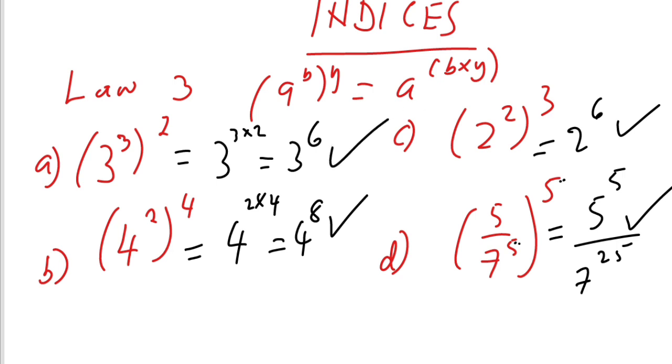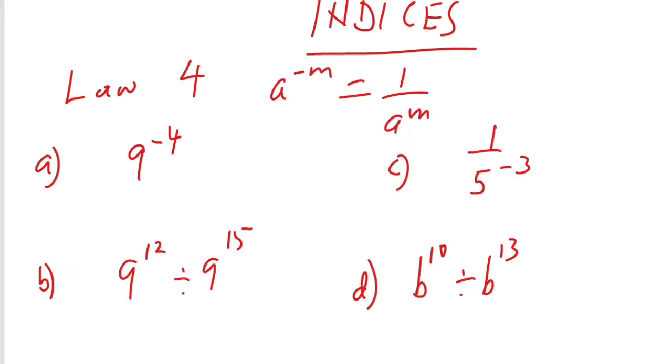Now let's go to law 4. Okay, law 4, this is negative indices. If you have a power which is negative, you just take the reciprocal and you get 1 over a to the power of m.